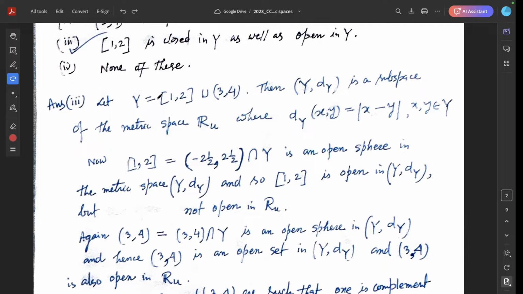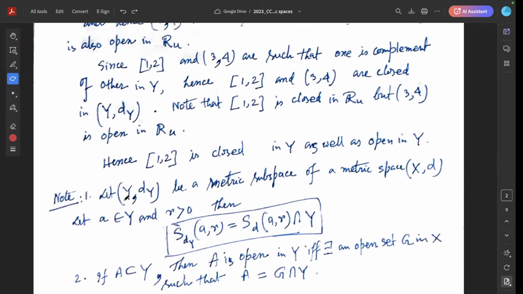Let Y equal the closed interval [1,2] union the open interval (3,4). Then (Y, d_Y) is a subspace of the metric space R with the usual metric, where d_Y(x,y) is the modulus of x minus y, for x, y in Y. Now the closed interval [1,2] equals the open interval (-2.5, 2.5) intersection Y, which is an open sphere in the metric space (Y, d_Y).